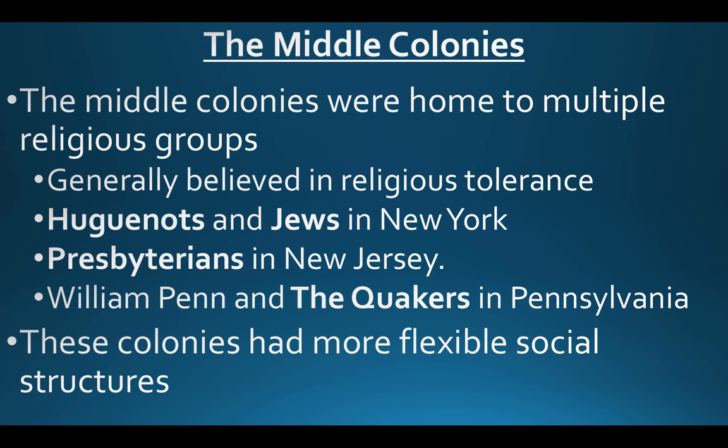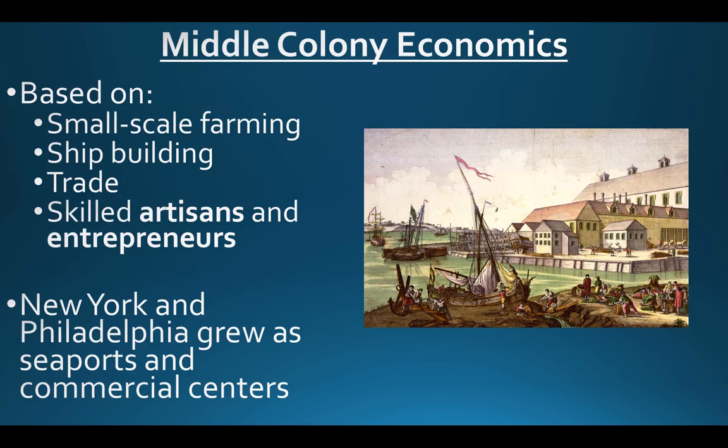And ultimately, you're going to have this man named William Penn, who is going to be a member of this Quaker group, who's going to be granted land in the Pennsylvania colony and is going to establish Pennsylvania. And you're going to get the city of Philadelphia as well as a big port city in this region. And these colonies are going to have a lot more flexible social structures. People of all different classes are going to interact with one another in how their economies work.